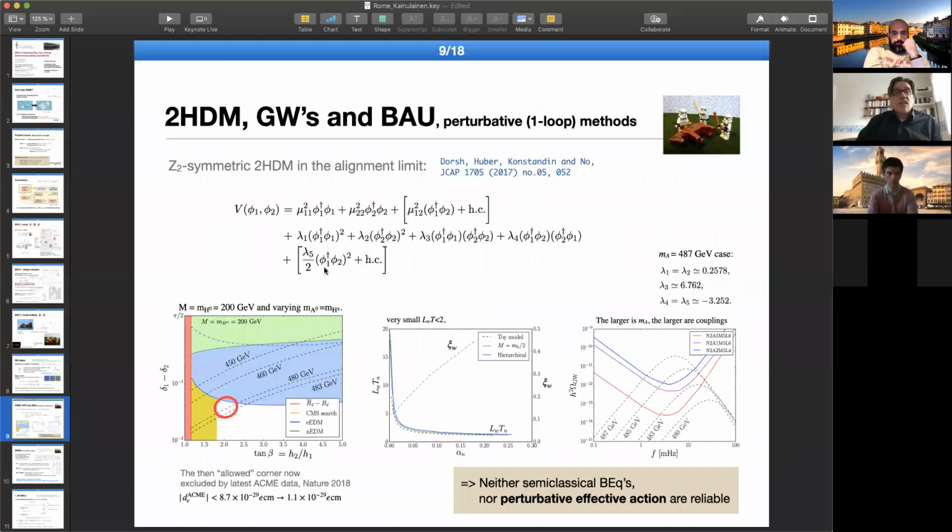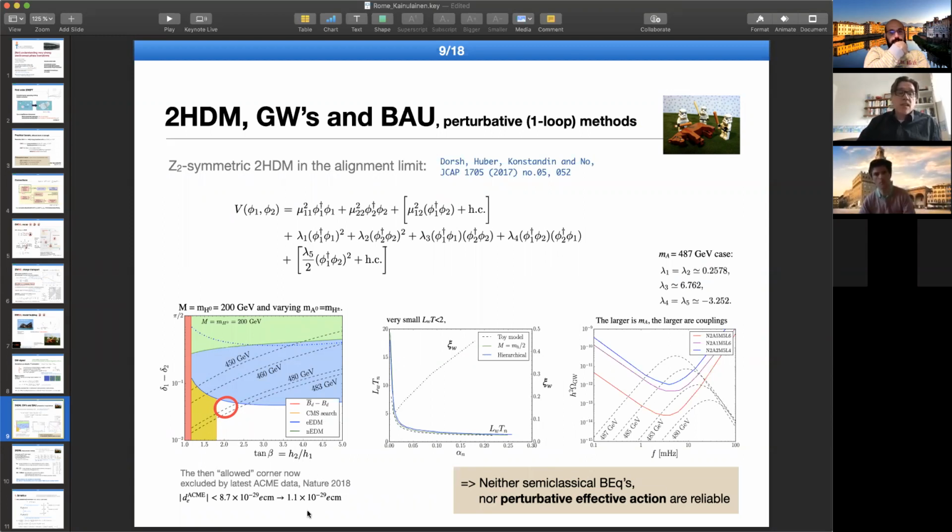Okay, I had this slide on the two Higgs doublet model by Stefan and others, who some time ago, 2 years ago, bravely pointed out that there was still an allowed corner in the alignment limit in the two Higgs doublet model to get both a large gravitational wave signal and enough baryons to explain the baryon asymmetry in the universe.